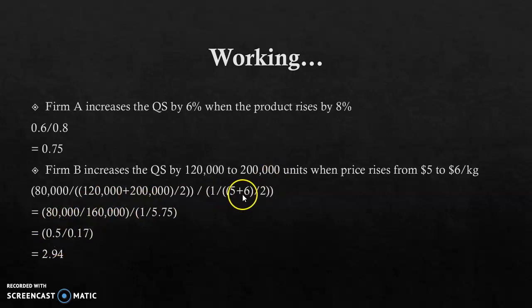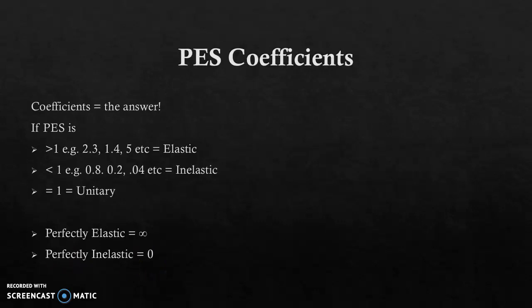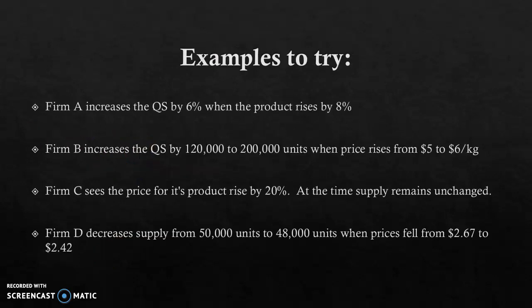Then I go to the price: 1 divided by first price plus second price divided by 2. Again, brackets are really, really important. So that's 1 divided by 5.75, which equals 0.17, and then lo and behold, it's 2.94. And what does that mean? It is elastic because it's relatively large, it's over 1.